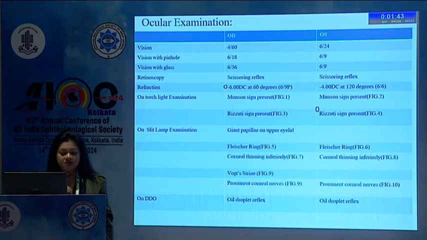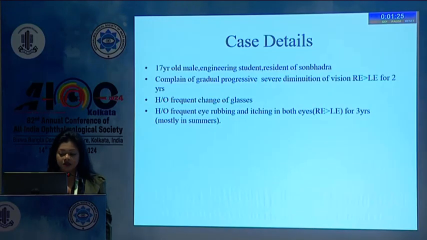On refraction, -6 diopter cylindrical at 60 degrees gave 6/9 partial vision in the right eye, and -4 diopter cylindrical at 120 degrees gave a vision of 6/6. On torchlight examination, Munson sign was present in both eyes and Rizzuti sign was also present in both eyes. On slit lamp examination, giant papillae were present in the upper eyelid.